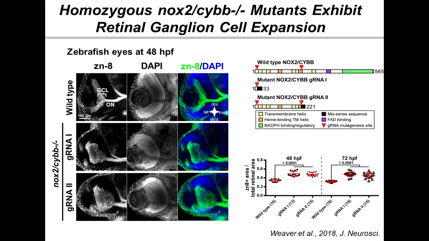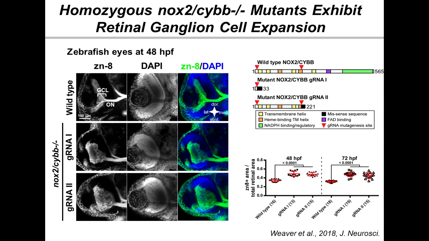So drug experiments are great, but we also wanted to do more specific molecular manipulation by creating mutants using the CRISPR-Cas9 technique. So we created Nox2 homozygous mutants and then looked at the retinal ganglion cells, the eye, and again at the optic tectal innervation. So this is wild type. We see here the individual channels, the retinal ganglion cell label, a nuclear stain, and the overlay.